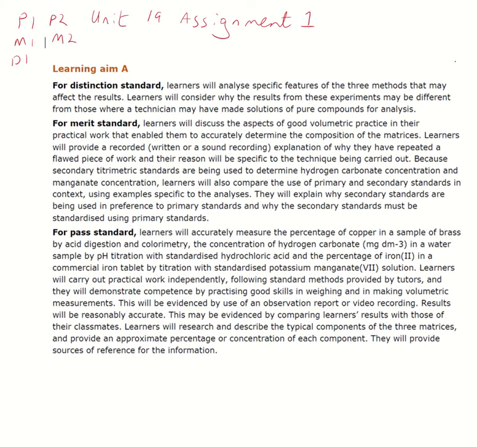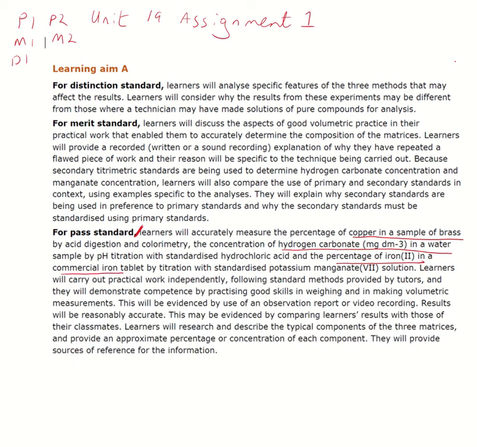Now, P1 on the assignment brief says demonstrate accurately the amount of analyte in matrices. What this is referring to, if we highlight in here, learners will accurately measure the percentage composition of copper in a sample of brass, hydrogen carbonate in water, and percentage of iron in a commercial iron tablet.